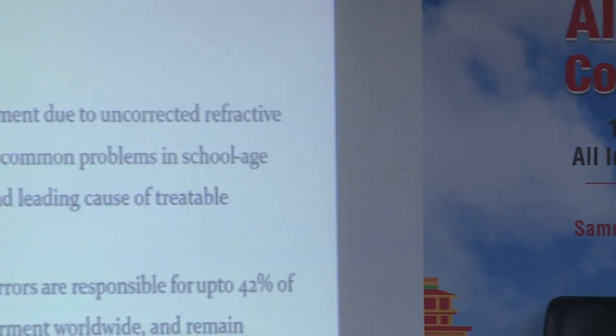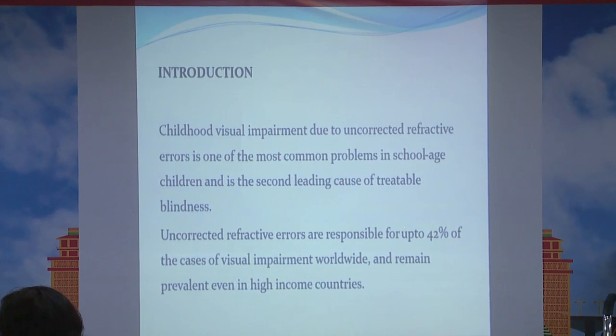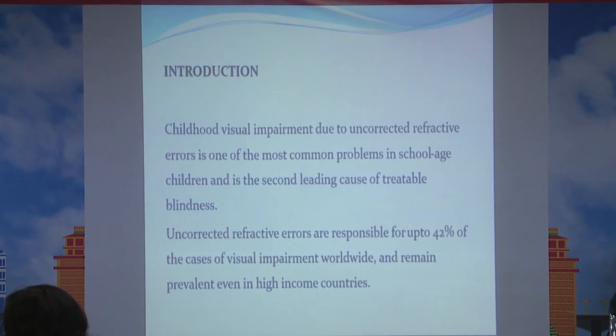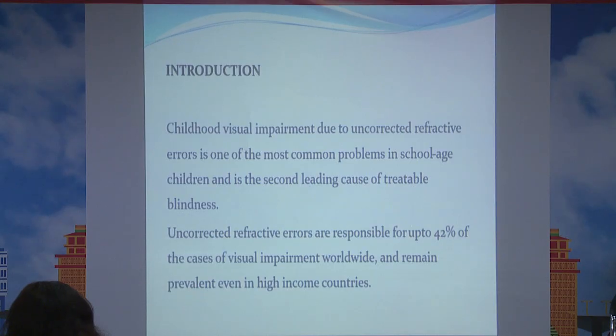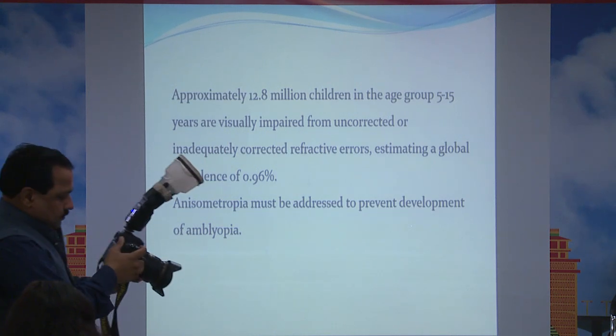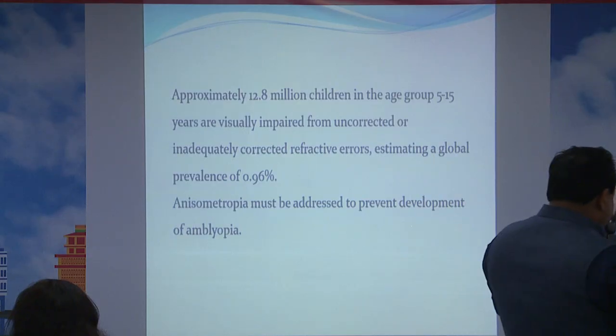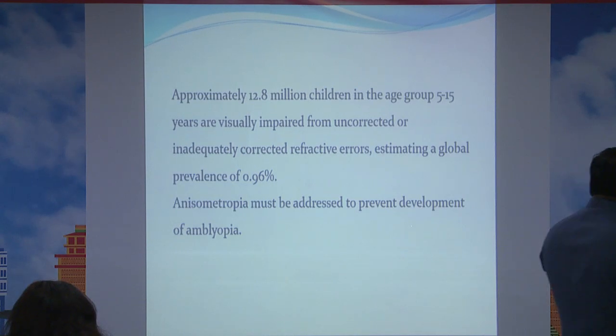Childhood visual impairment due to uncorrected refractive error is one of the most common problems in school age children and is the second leading cause of treatable blindness. Uncorrected refractive errors are responsible for up to 40% of the cases of visual impairment worldwide and remain prevalent even in high income countries. Approximately 12.8 million children in the age group 5 to 15 or 16 years are visually impaired from uncorrected or inadequately corrected refractive errors, estimating a global prevalence of 0.96%. And anisometropia must be addressed to prevent development of amblyopia.